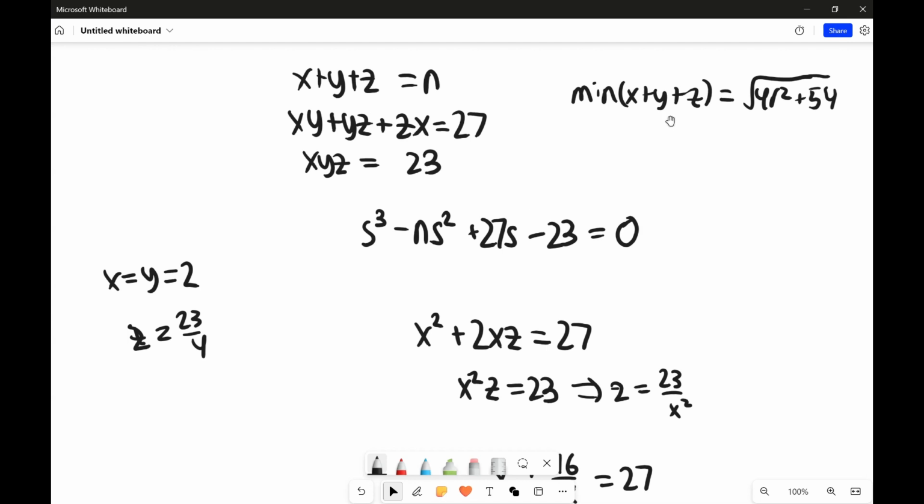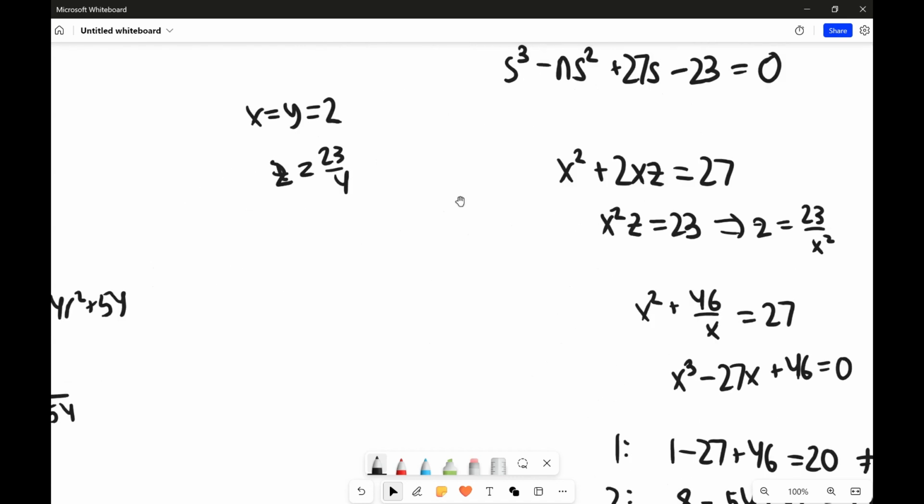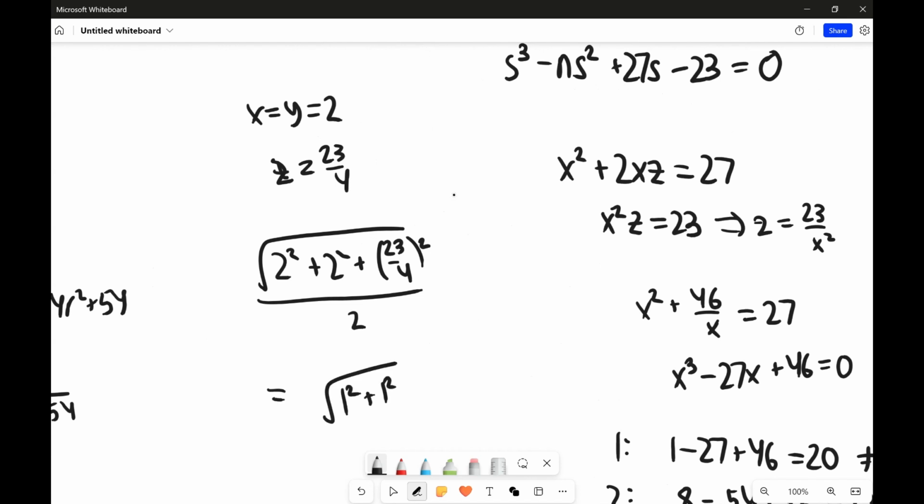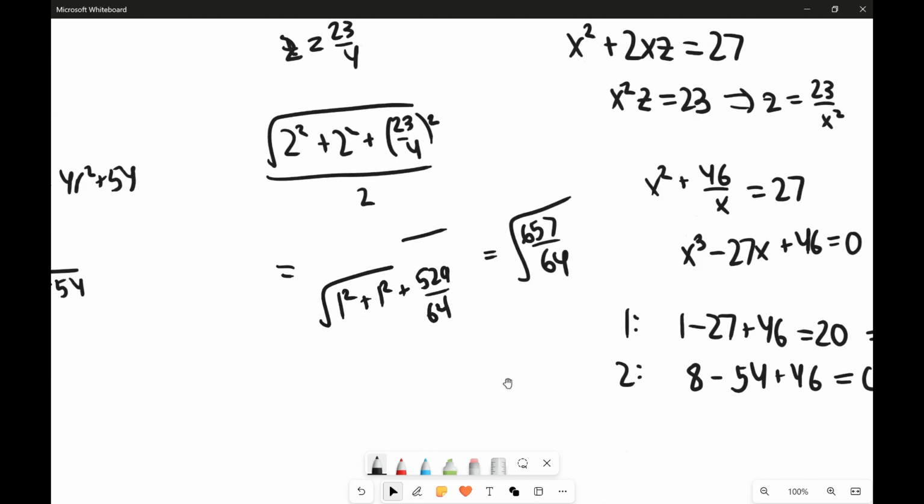Since this minimizes x plus y plus z, this will minimize the value of r squared. And finally, the value of r squared is (2 squared plus 2 squared plus (23 over 4) squared) all over 4, which is 1 squared plus 1 squared plus 529 over 64, which is equal to 657 over 64. And therefore, the value of r squared is 657 over 64.